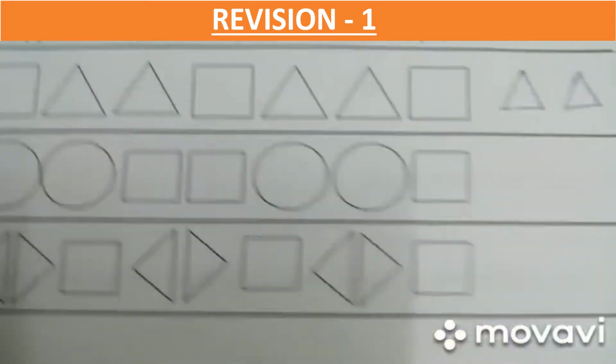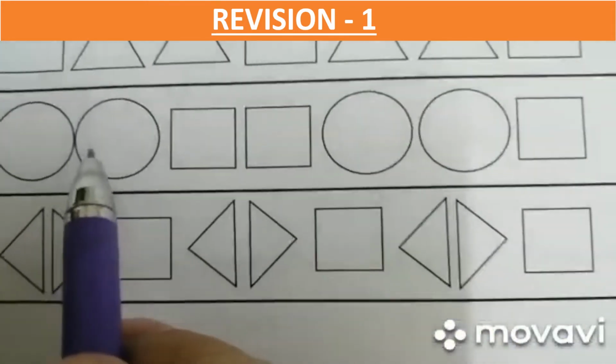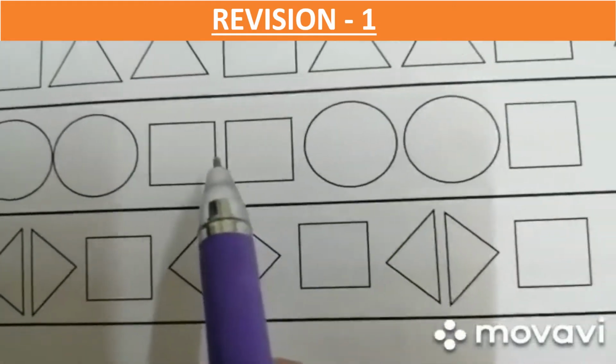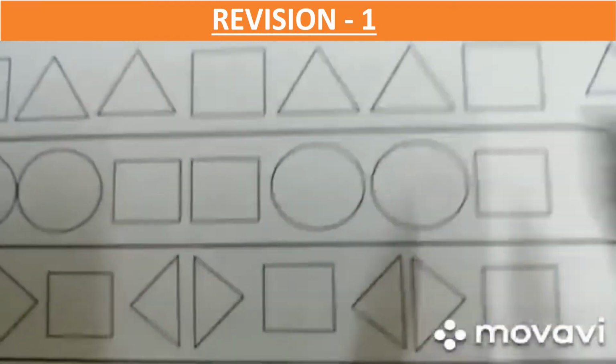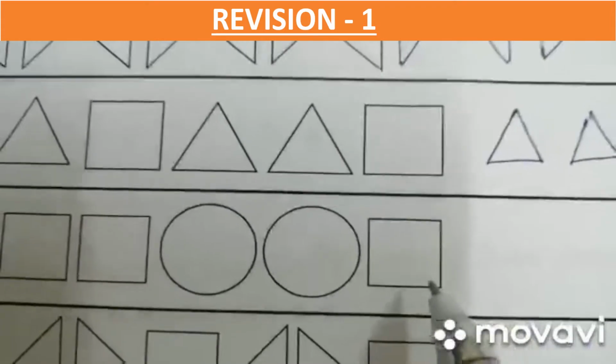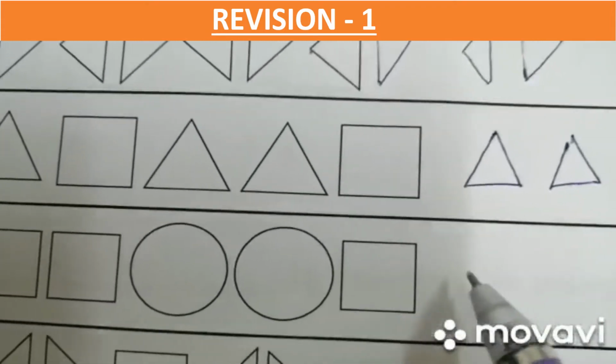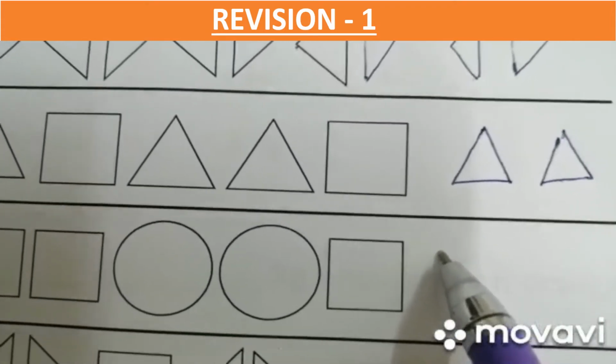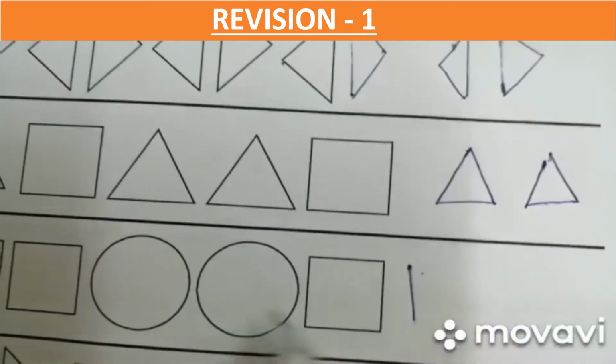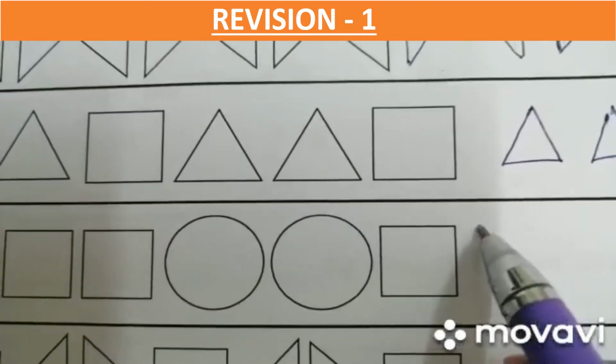Okay, yes. Now what is this? Two circles are here. After two circles, two squares. After two squares, two circles. After two circles, again one square. That means after one square comes what? Another square, because there are two squares here.